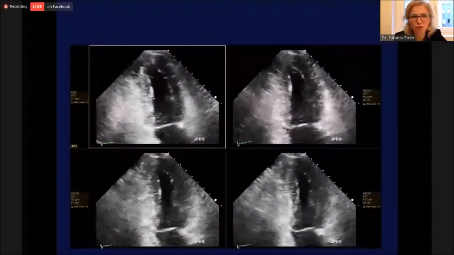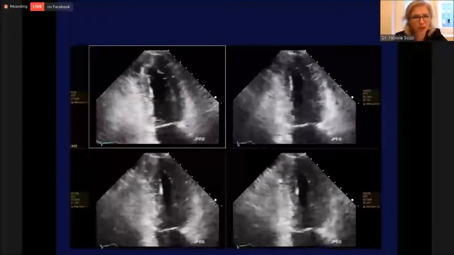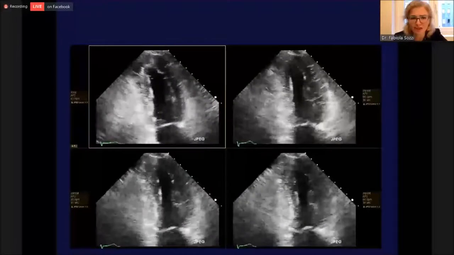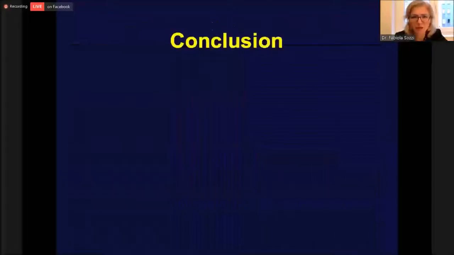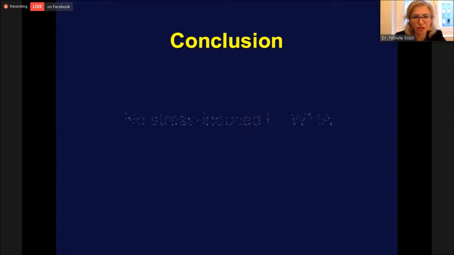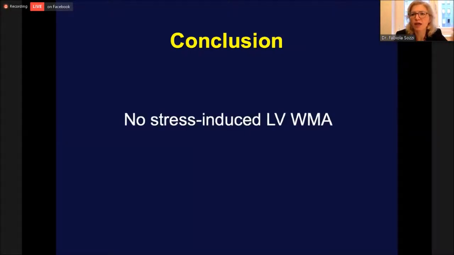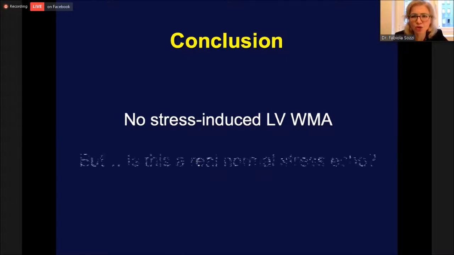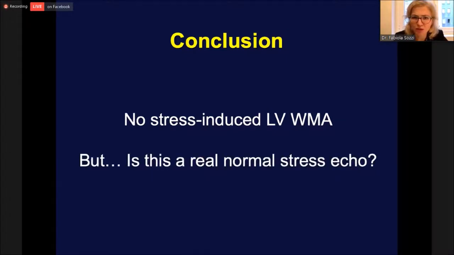Similarly, in the two chamber view, normal contraction of the anterior and inferior wall in all stages. And then the same story for the short axis view. I'm not showing it here. So this means a negative test, apparently. So no stress-induced left ventricular wall motion abnormalities. Are we satisfied with this interpretation?